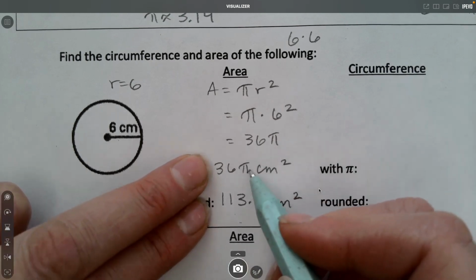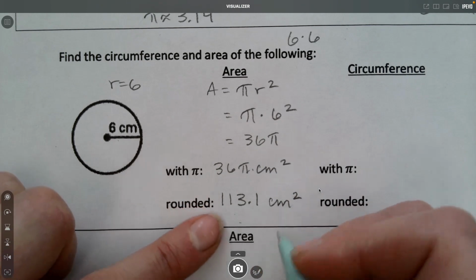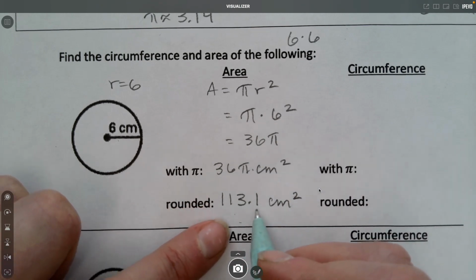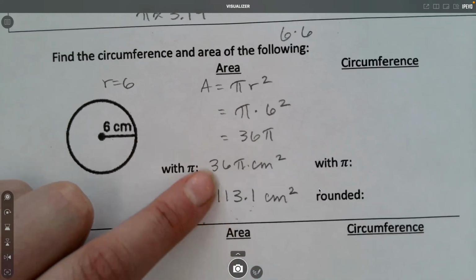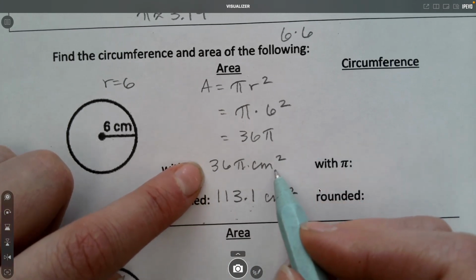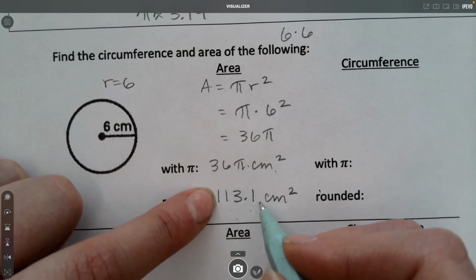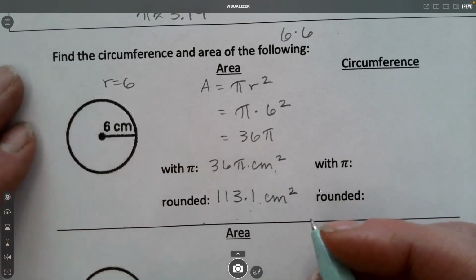So I could write it with pi. This tends to be how mathematicians like it because we don't like rounding. It's more work. But this is what that actual answer would be. So this isn't a real useful thing if you're going to go buy carpet or something, right, to cover a floor. We wouldn't say 36 pi centimeters squared. This would give us a better idea of what we're looking for. So there's good uses for both answers.